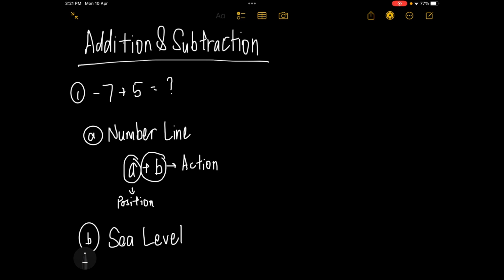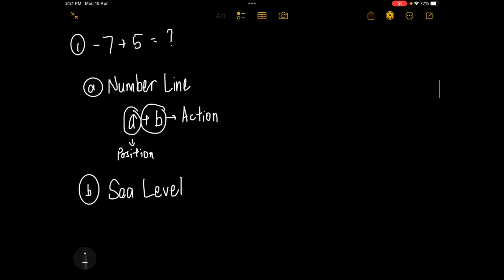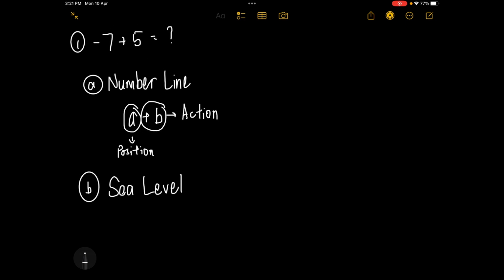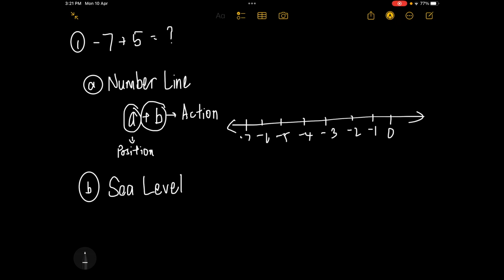So as the first question, you have -7 plus 5. The first method is number line. So for -7 plus 5, we have to draw the number line. Since we are starting off with -7, let's start with -7, -6, -5, -4, -3, -2, -1, 0, and 1. That's all I can fit in my iPad. But never mind, let's see how this goes.